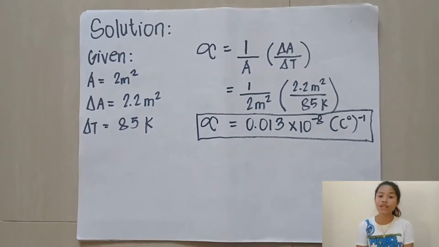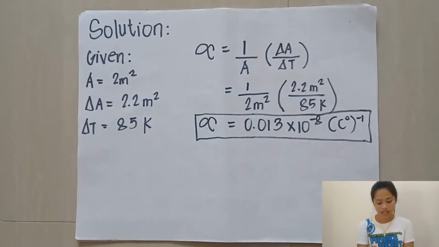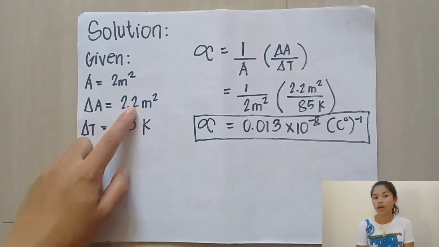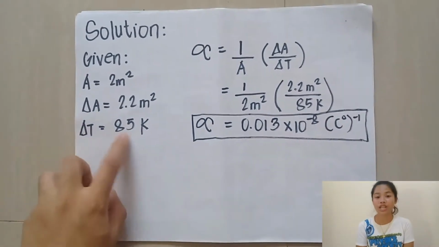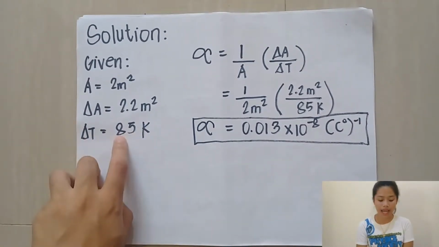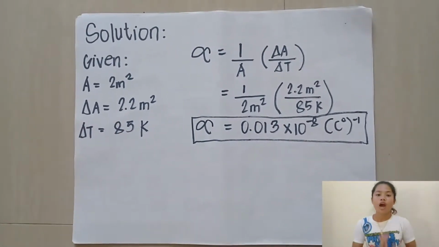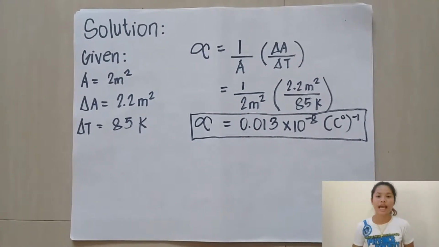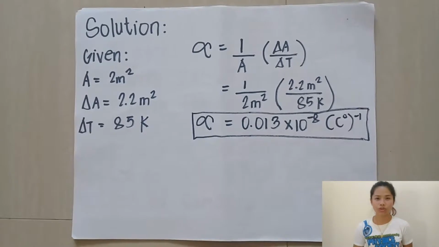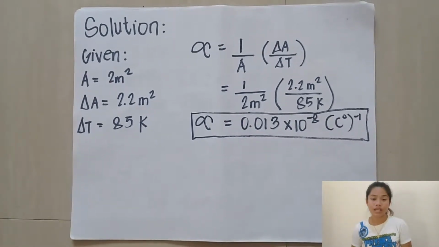Solution. The given values are area, which is 2 meters squared, the change of area, which is 2.2 meters squared, and the change in temperature, which is 85 Kelvin. So, from the formula of area expansion, which is delta A is equal to 2 alpha A naught delta T.